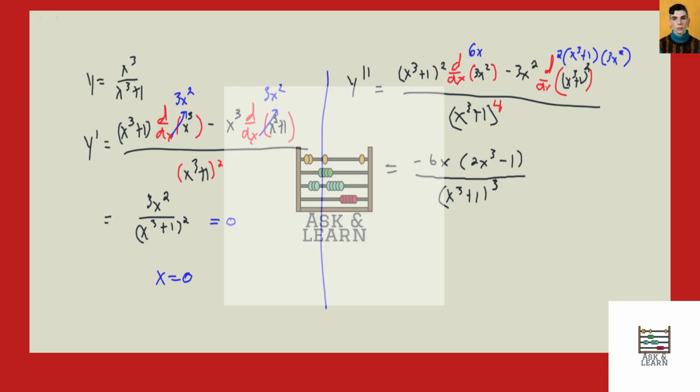Right. Now let's go ahead and set this equal to 0 so we can find our possible points of inflection. So that would tell us x is equal to 0, or 2x cubed minus 1 is equal to 0. And that would have where x is equal to the cubed root of 4 over 2.